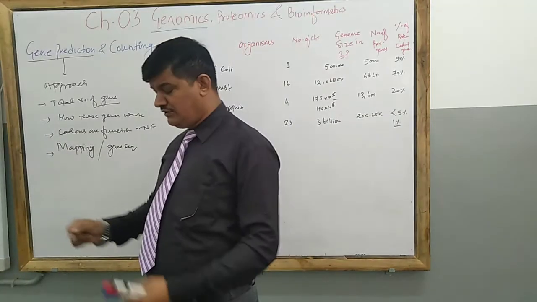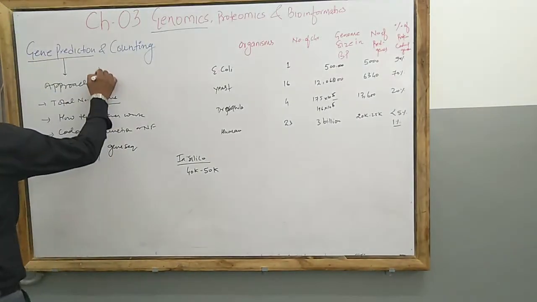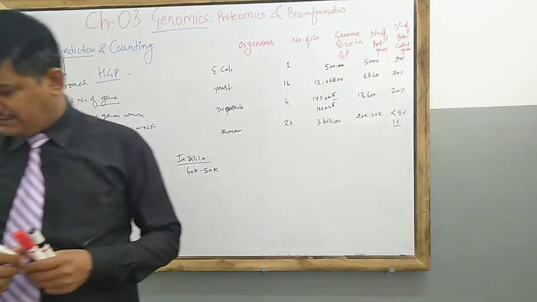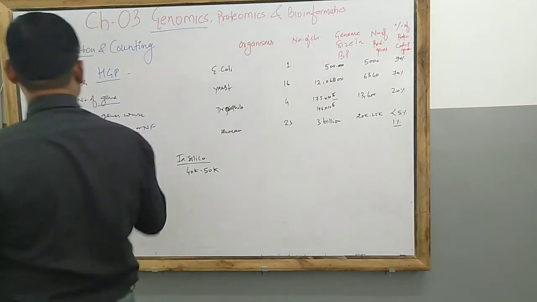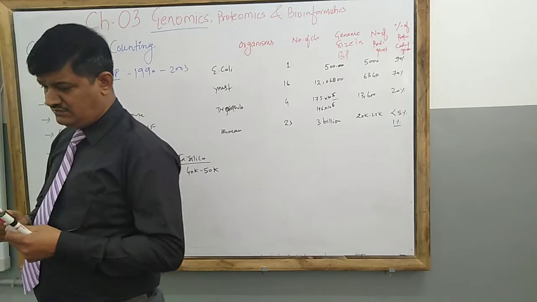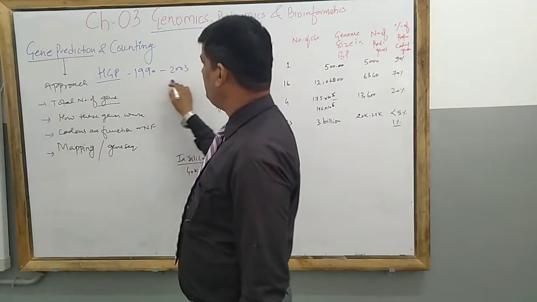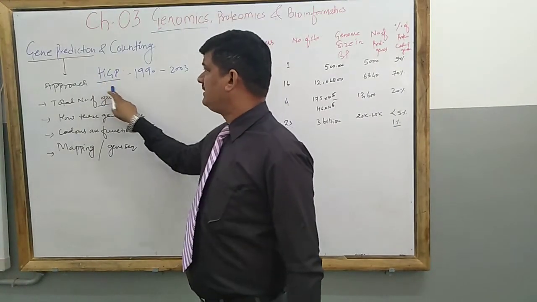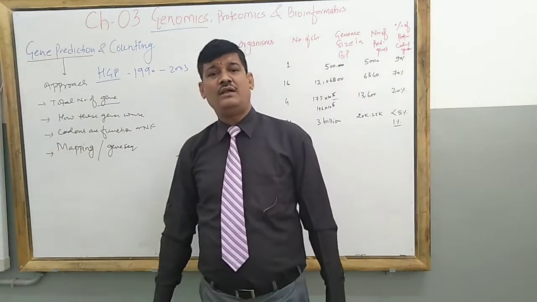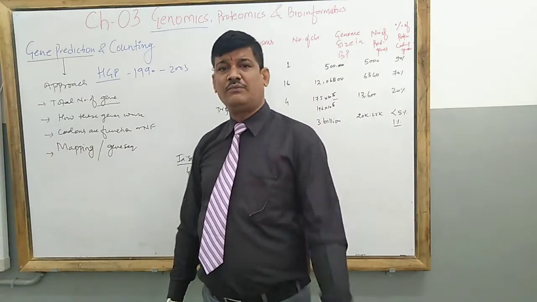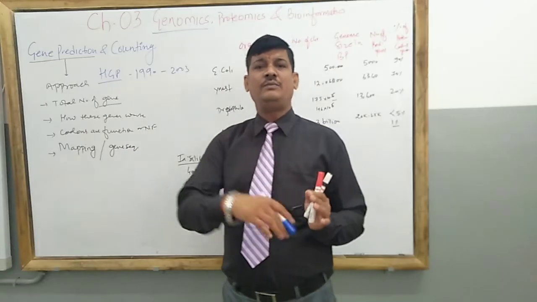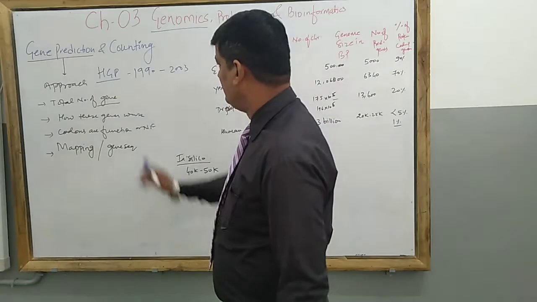Before going to that, you must know about the HGP, the Human Genome Project. The Human Genome Project was launched in the year 1990 and was completed in 2003. So this is a 13-year project, and the main objective of the HGP was to find out the total number of genomes, chromosomes, or functional genes present in the human body, and to convert that into database analysis.